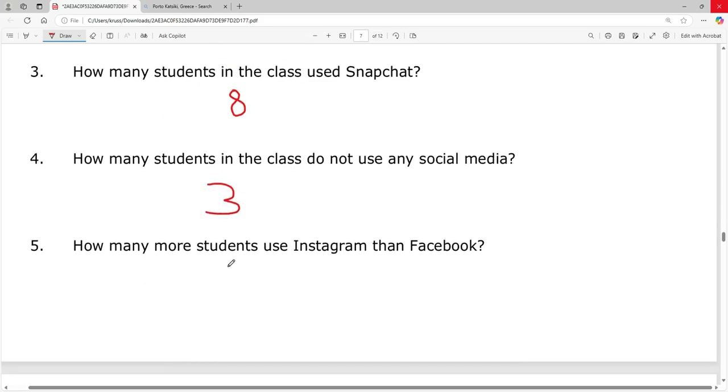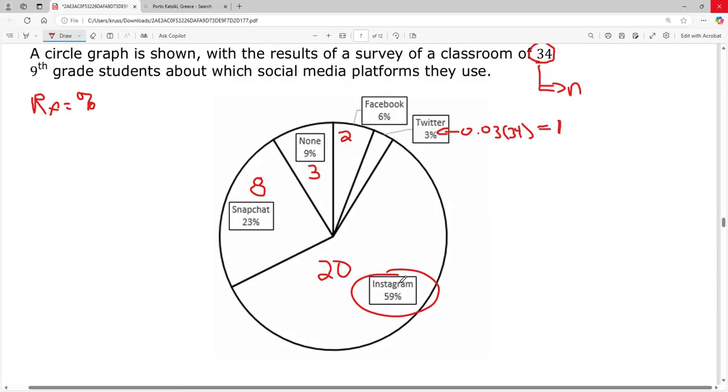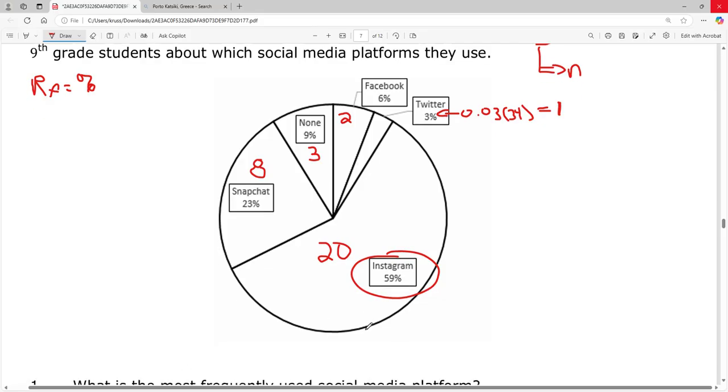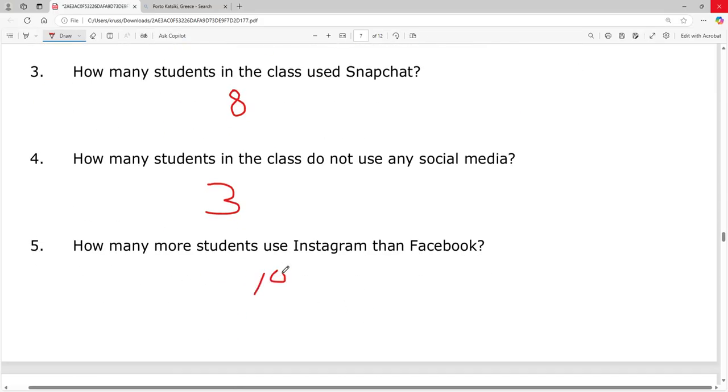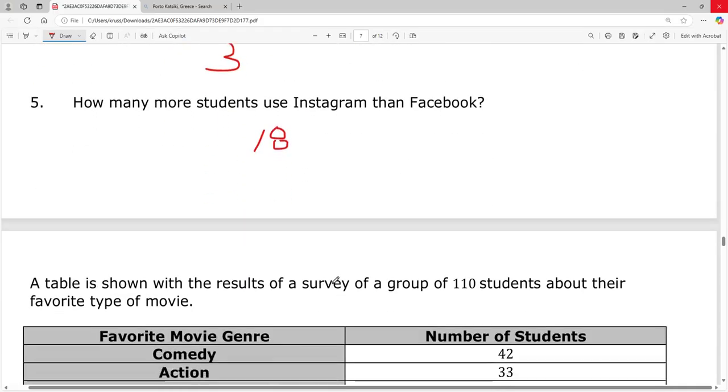How many more students are on Instagram than Facebook? How many more is asking for the difference. Instagram used 20, Facebook used 2. So there's 18 more. 18 more. So that's that.